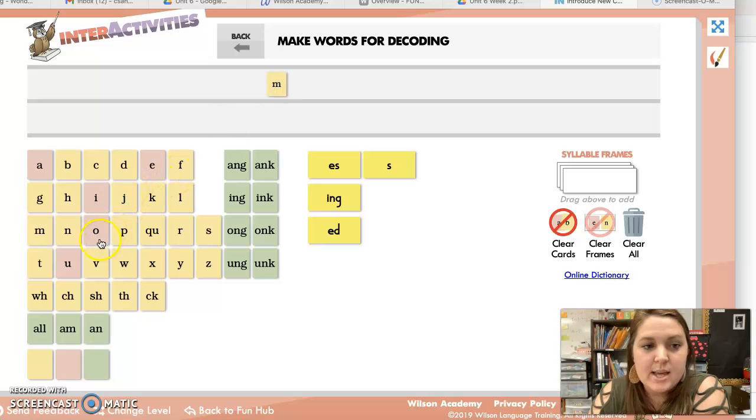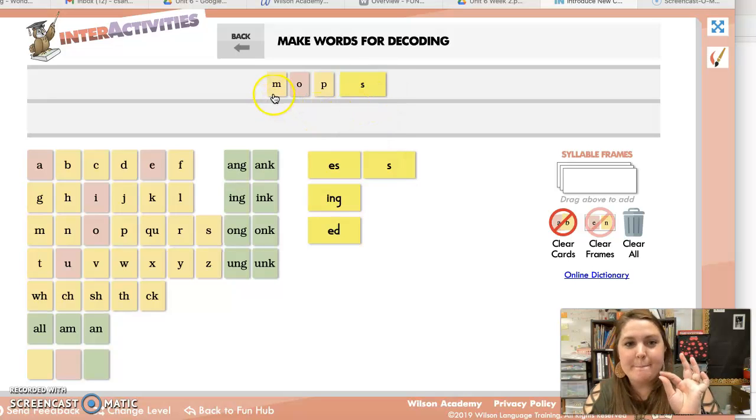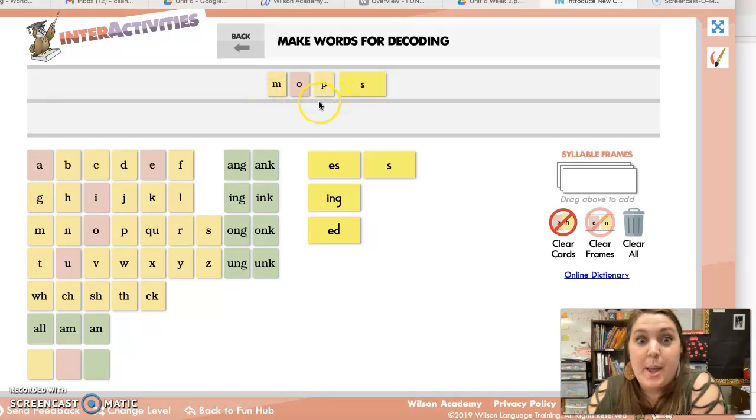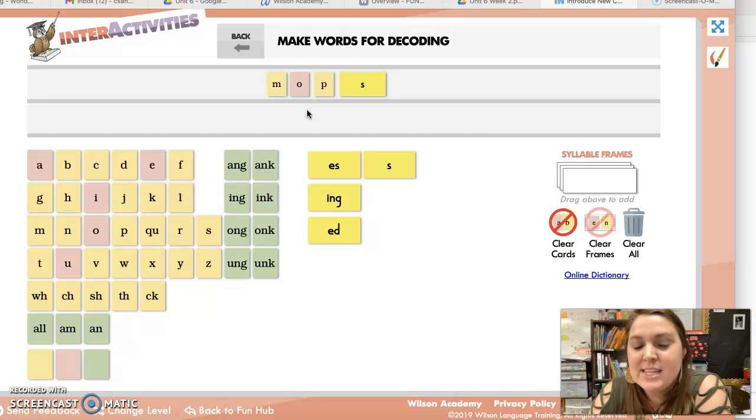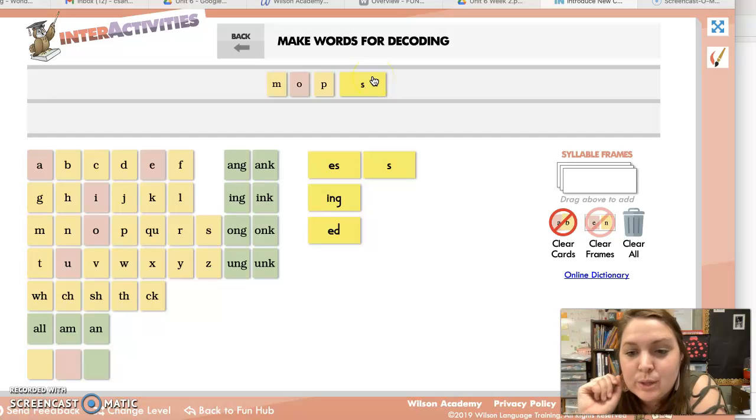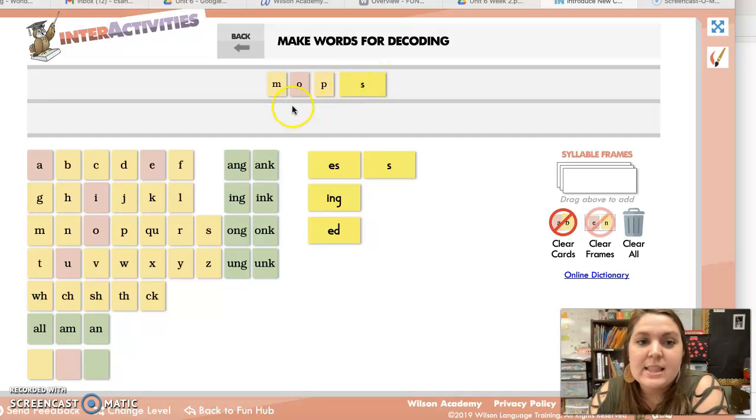All right, here is our next word. Get those hands up, ready to tap. Op, mop, and mops, right? We had to add the suffix S. And I want you to remember, suffix S means that there's more than one. When we add that S to the end, it means there's more than one. It's plural.